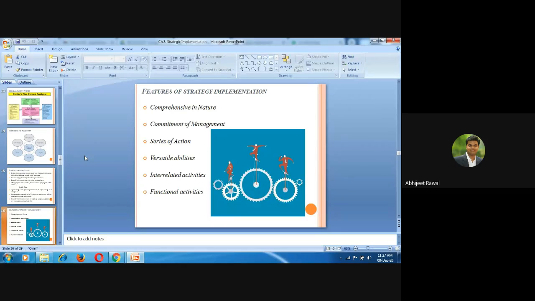Then you have interrelated activities. As I said earlier, strategy implementation cannot happen in a vacuum. It cannot be done in isolation. कोई भी strategy implementation कहीं एक जगह पे नहीं होती. So it is more important for the organization that whenever strategies are implemented in the company, they need to understand that each and every functional department is interrelated with each other.